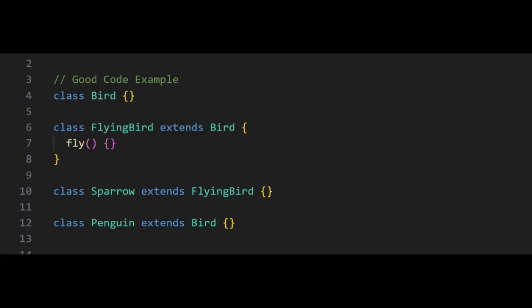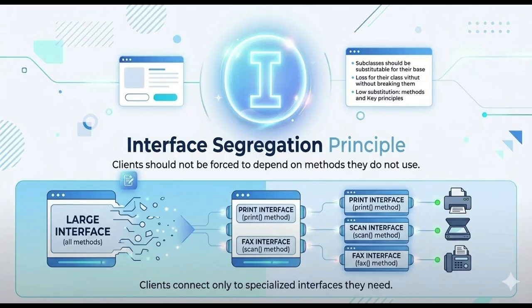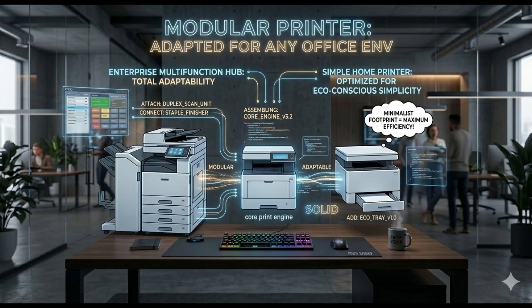Let's see the next principle, which is interface segregation principle. In this, a client should not be forced to depend on interfaces that it does not use, meaning smaller interfaces are better than larger ones. Let's see a real life example of this. Imagine a multifunctional printer. It has print, scan and fax, but a simple home printer only needs print.